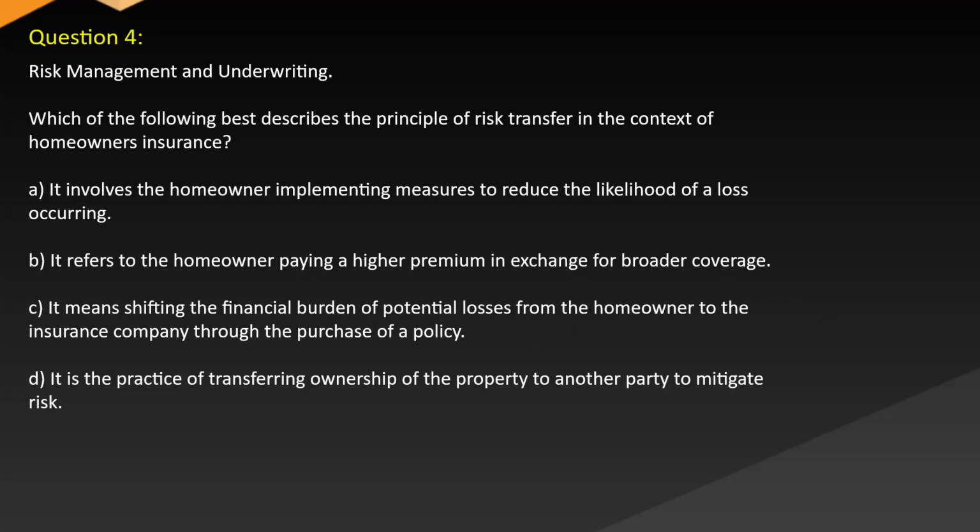Question 4. Risk management and underwriting. Which of the following best describes the principle of risk transfer in the context of homeowners insurance? A. It involves the homeowner implementing measures to reduce the likelihood of a loss occurring. B. It refers to the homeowner paying a higher premium in exchange for broader coverage. C. It means shifting the financial burden of potential losses from the homeowner to the insurance company through the purchase of a policy. D. It is the practice of transferring ownership of the property to another party to mitigate risk. Answer.